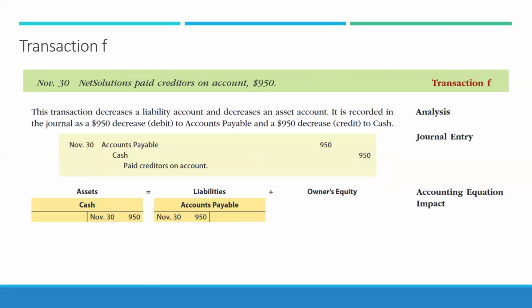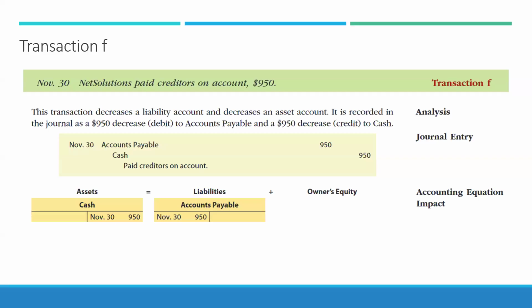Net Solutions paid creditors on account $950. Who can tell me what this means? Anyone? I told you I wouldn't call on you. Yes. Yes, they're paying off somebody they owed.